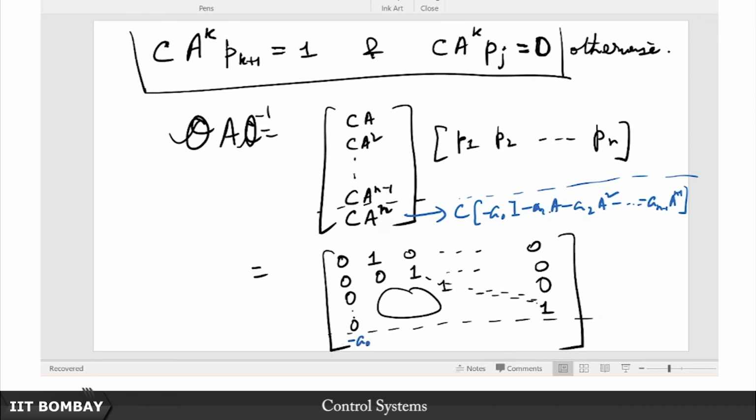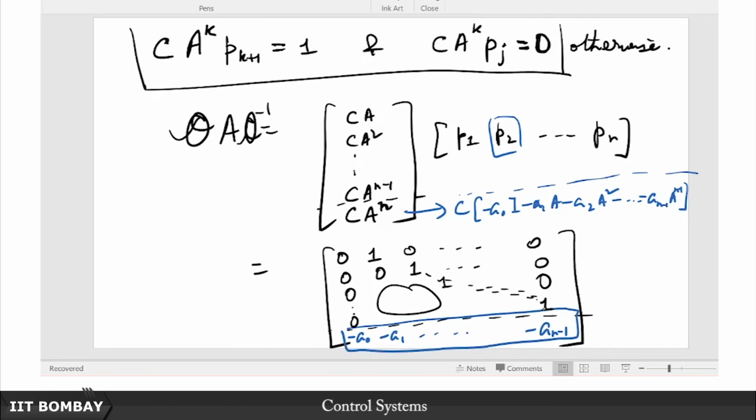What about the second entry? When I multiply with this P2, you see this second entry times this P2, this C times P2 is going to give me 0, but the moment I multiply this C A times P2, I am going to get 1, so it is going to pick out A1. So likewise you see, you will just get this minus A n minus 1. But what are these?